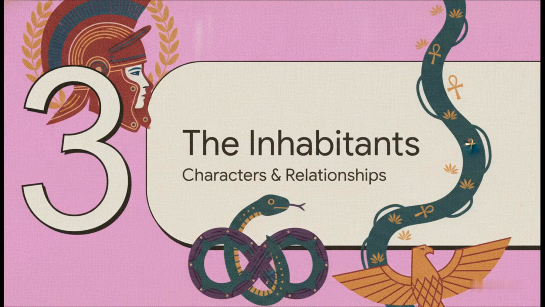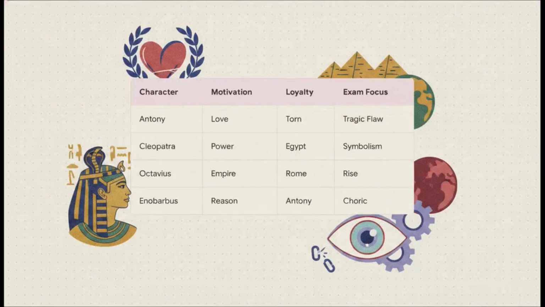Okay, part 3, the inhabitants. Let's talk characters and relationships. This table is basically your cheat sheet for mapping out all those shifting loyalties. Mark Antony is hopelessly torn between love and honor. Cleopatra? She's fiercely loyal to Egypt and, well, her own power.